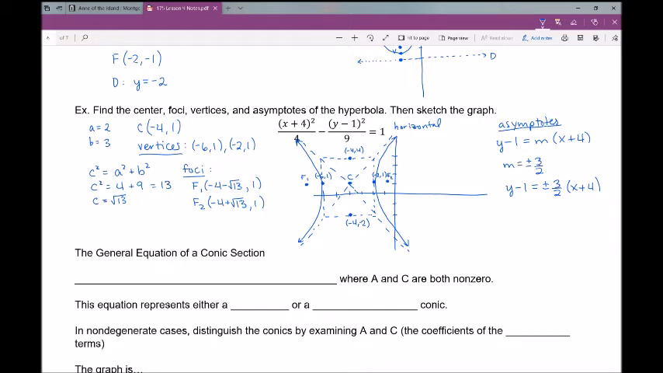So that is it for shifted conics. Now what we're going to talk about is a different form of the equation of conic sections called the general form. So the general form of a conic section that we've talked about so far is as follows. So we have ax squared plus cy squared plus dx plus ey plus f is equal to 0.